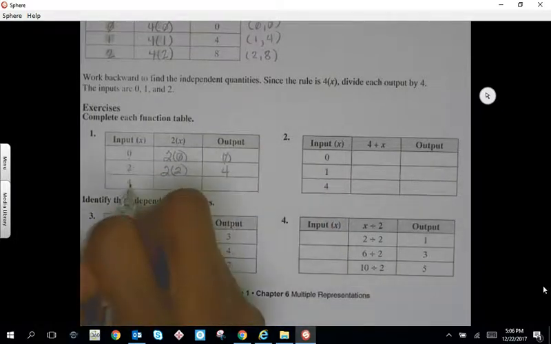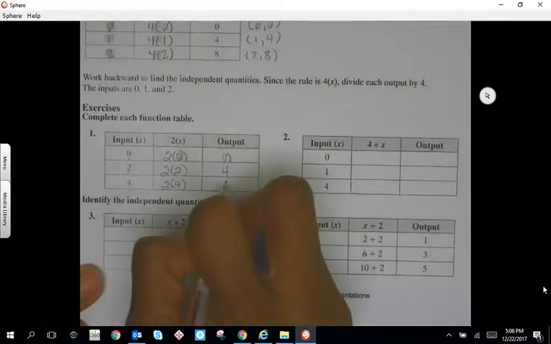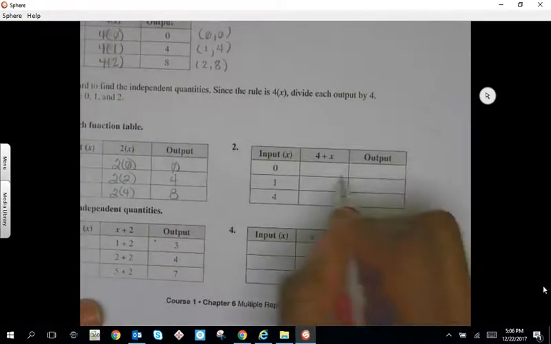This time my x is 4. 2 times 4 is 8. Not too bad, right? All right, let's take a look at this one.